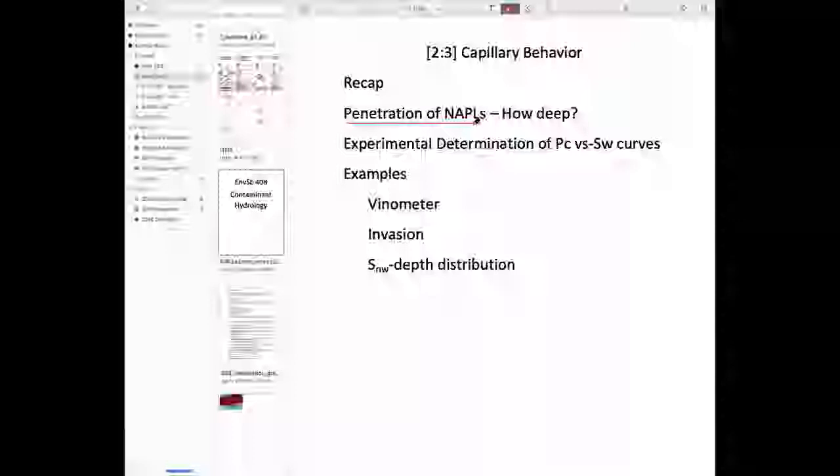For instance, one question is, how deep do they go? Do they stop at some depth and not go any further? What are the controls by which that would occur? And also, in addition to this invasion, which is what we'll talk about, invasion, yes or no, which is kind of a binary thing, the other question would be, what's their architecture and their distribution with depth?